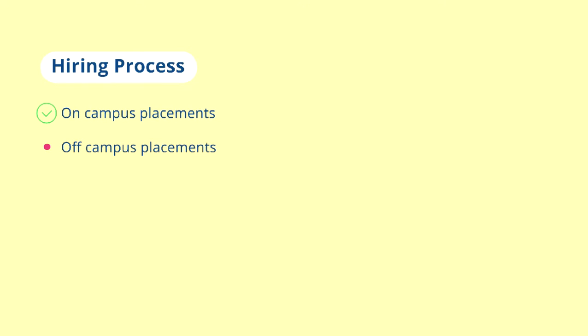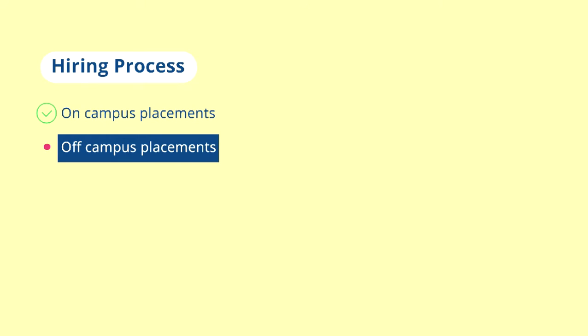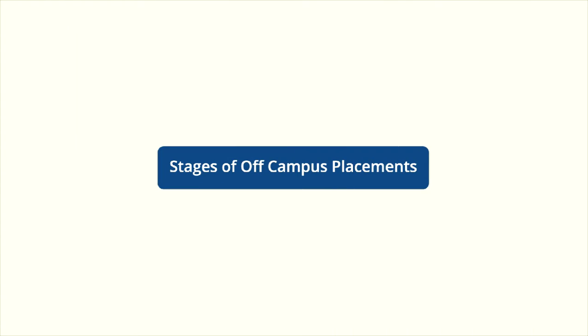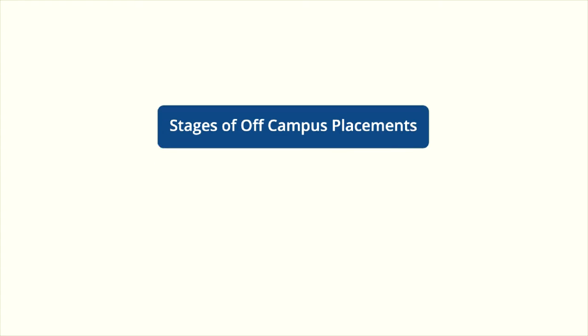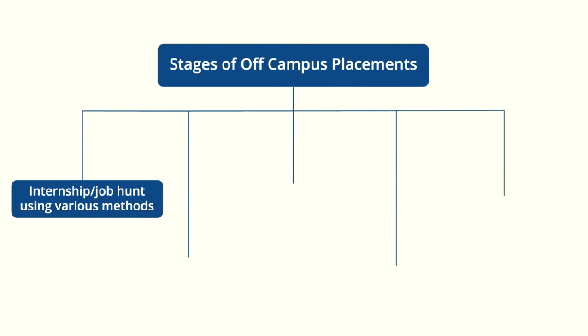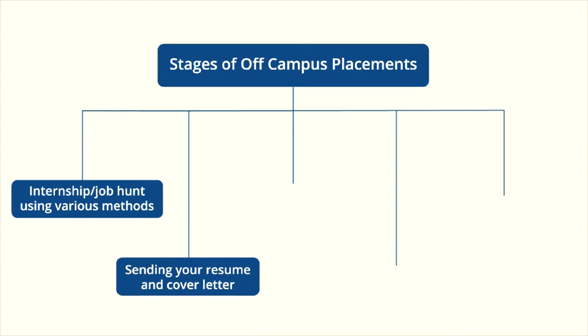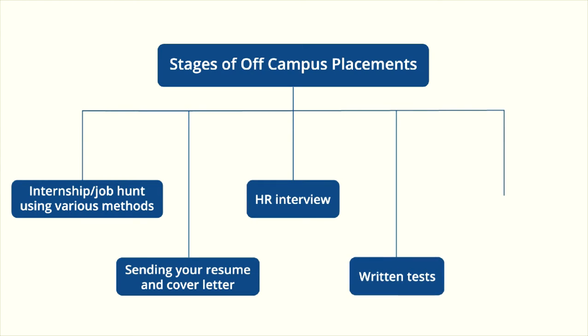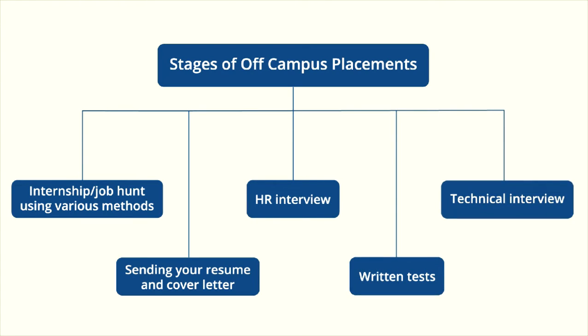Now, let us understand the various stages in the hiring process of off-campus placements. There are again 5 stages or rounds in the off-campus hiring process. These are internship or job hunt using various methods, sending your resume and cover letter, HR interview, written tests, and technical interview. Again, the order of occurrence of these stages may differ from company to company.